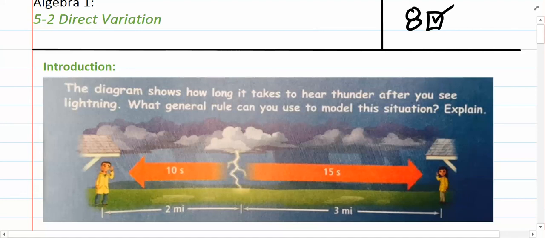Welcome to Zaption Tour 5.2, Direct Variation. There's 8 boxes. The first thing I want to do is do a little introduction with you.